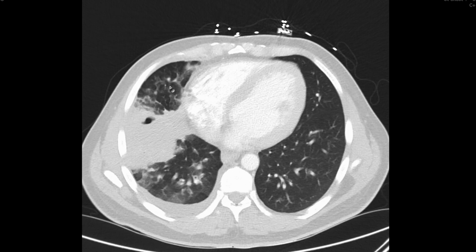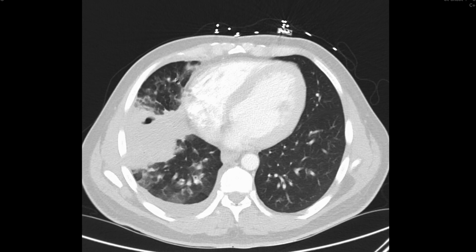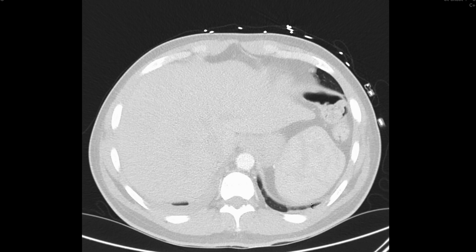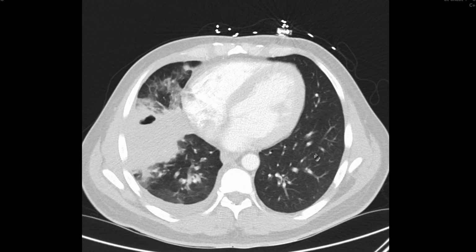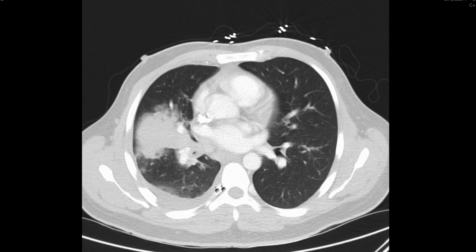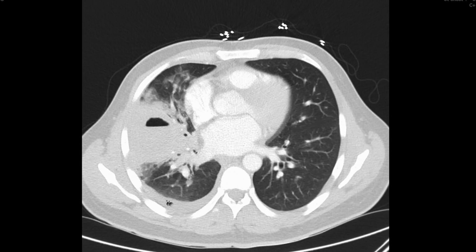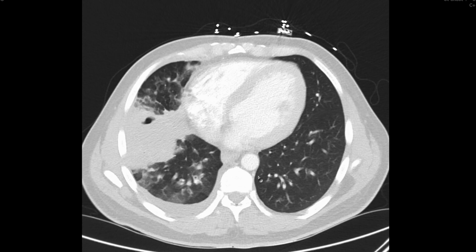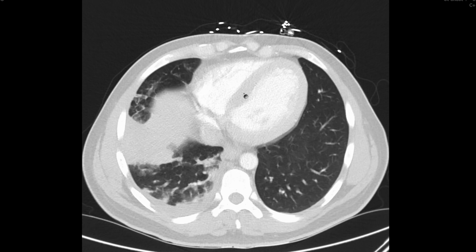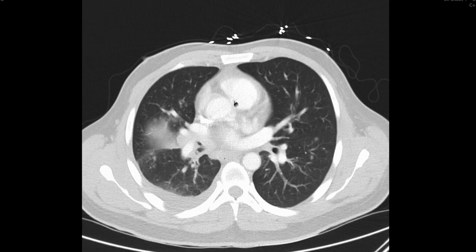Adjacent to this, there are mixed solid and ground glass changes in the right middle lobe and the right lower lobe. There are also ground glass changes in the left lower lobe. This also confirms the presence of a right pleural effusion, which we could see on the X-ray. There is no abnormality of the heart. There is no pericardial effusion.